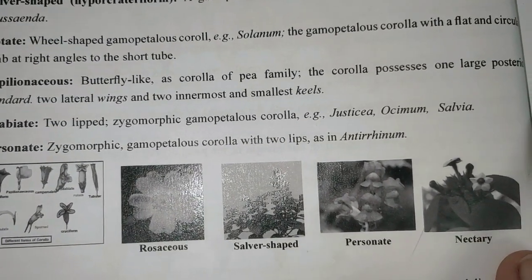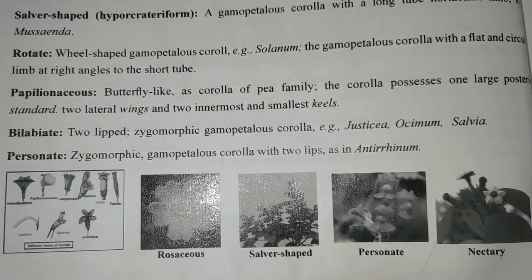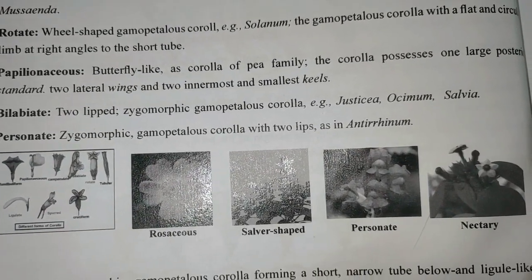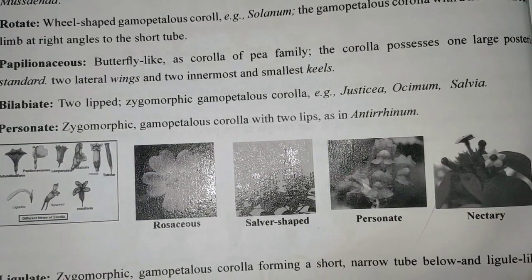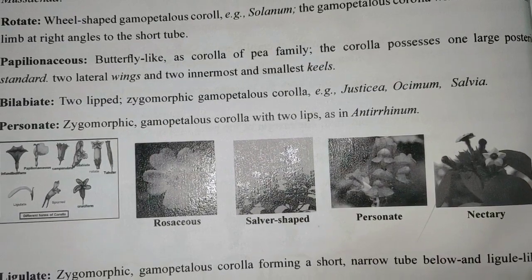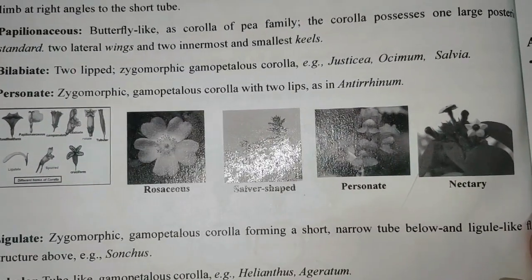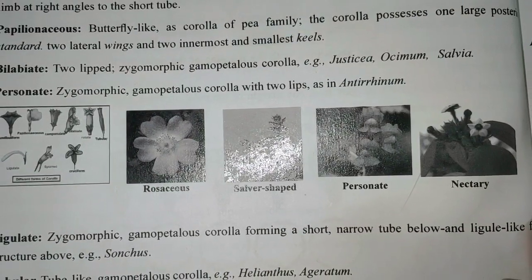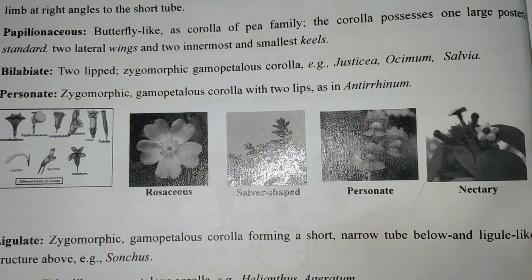Papilionaceous, butterfly-like, as corolla of the pea family. The corolla possesses one large posterior standard, two lateral wings, and two innermost and smallest scales. Bilabiate, two-lipped zygomorphic gamopetalous corolla. For example, Justicia, Ocimum, Salvia. Personate, zygomorphic gamopetalous corolla with two lips and palate.